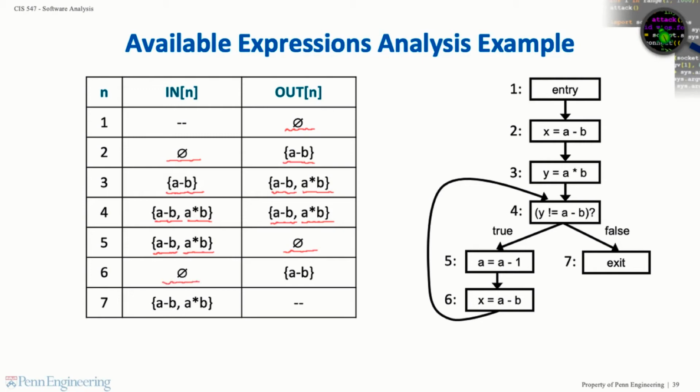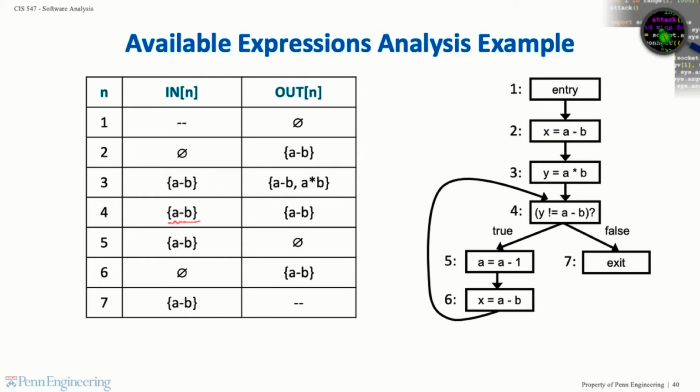At node 6, we generate a minus b once again, and so our new outset is a minus b. At node 7, we copy out of 4 to in of 7, at which point we have completed our first pass through the table. In the next pass, we revisit node 4. We need to make sure that the expressions in of 4 are available on all program paths to this point. So we take the intersection of out of 3 with out of 6, leaving just a minus b.